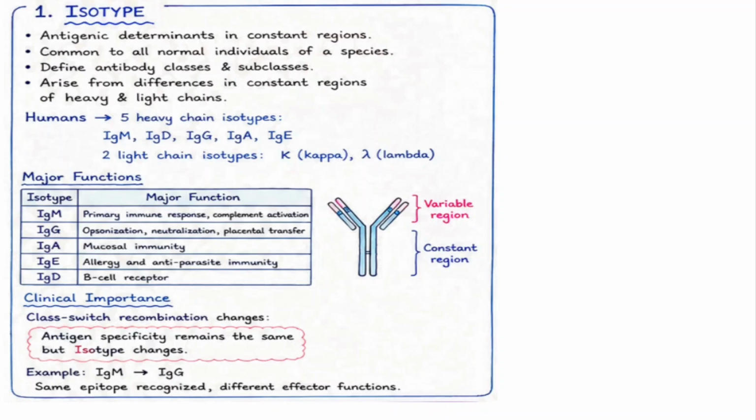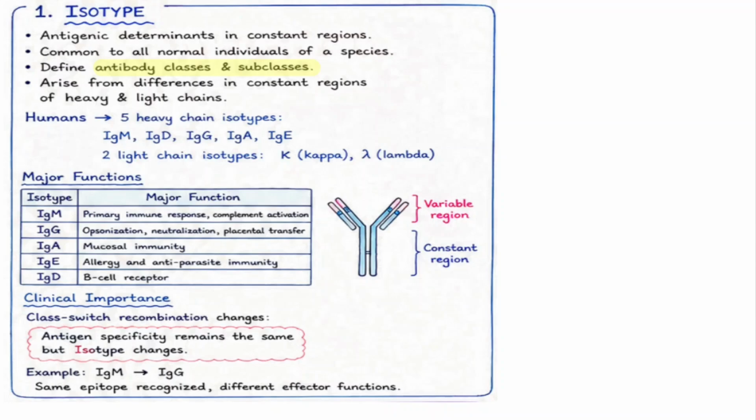So isotypes are the antigenic determinants of the constant regions. They can be defined by antibody classes and subclasses. Isotypes are common to all the individuals of a species. For example, in case of humans, there are 5 heavy chain isotypic determinants, on the basis of which we call the antibodies IgM, IgD, IgG, IgA and IgE. And there are 2 light chain isotypic determinants which are kappa and lambda chains.